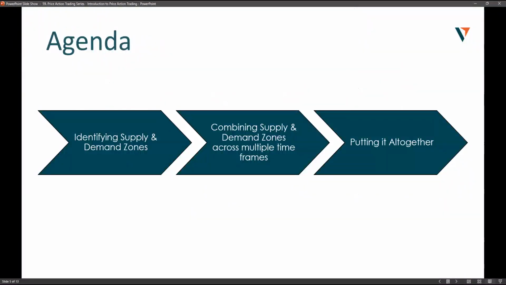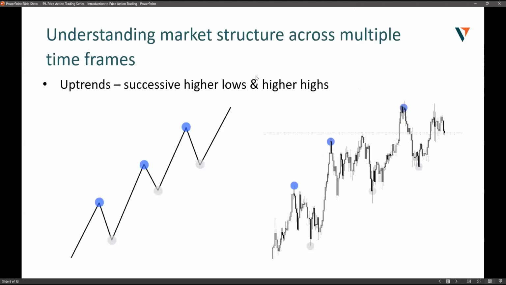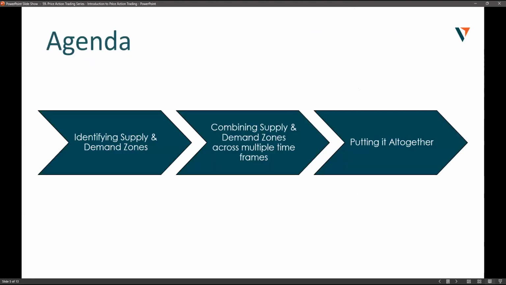So this is the agenda that we will be covering for today. We will first take a look at supply and demand zones. And following that, we will be taking a look at how we can combine supply and demand zones and place them all together. So this will be the session that we will be covering for today.